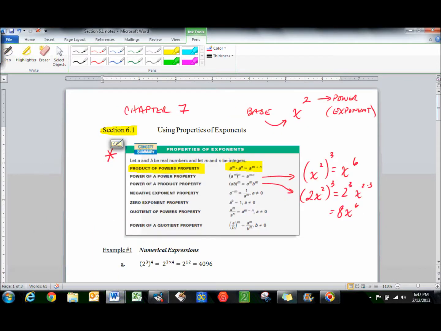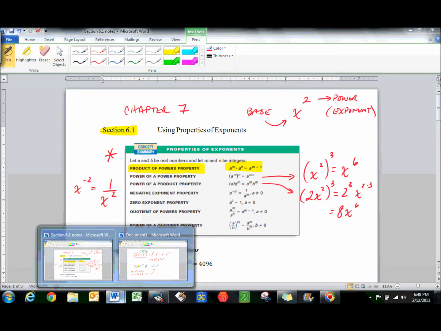Now if we go back to the property list, we see a negative exponent property, and so you can see that if I had a value like x to the negative 2, that's going to be the same thing as 1 over x squared. This is extremely important because all of your answers must be written without a negative exponent. And let me give you another version of this.